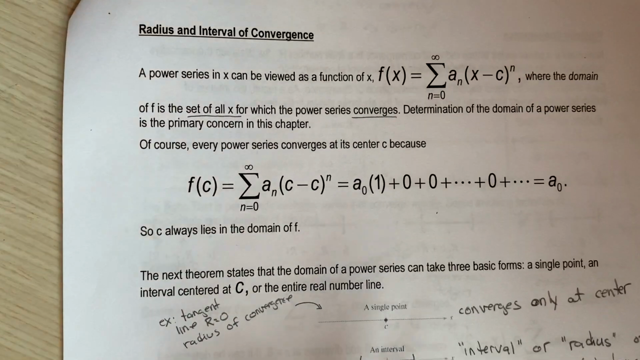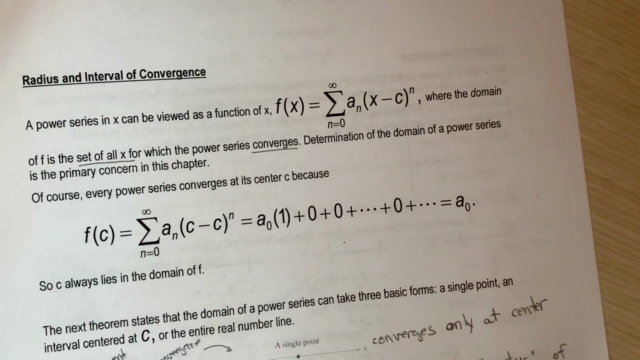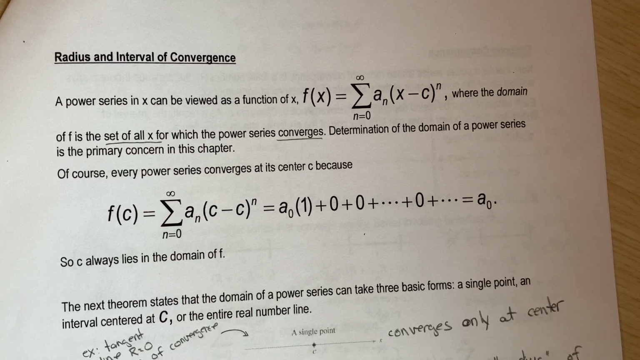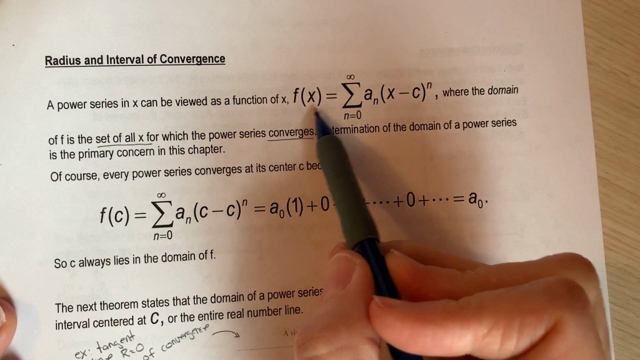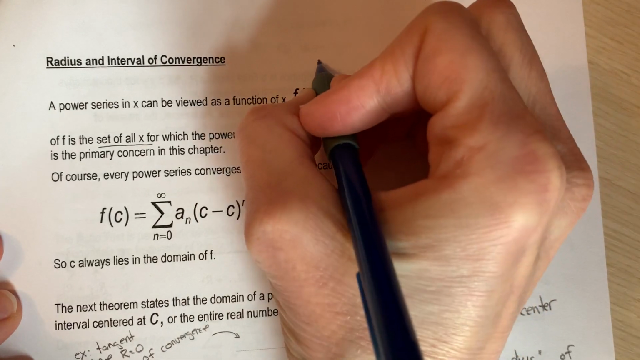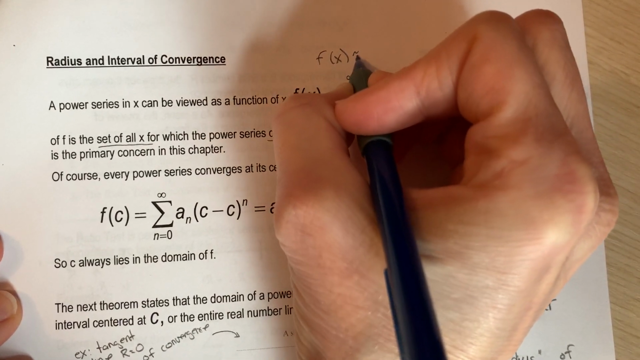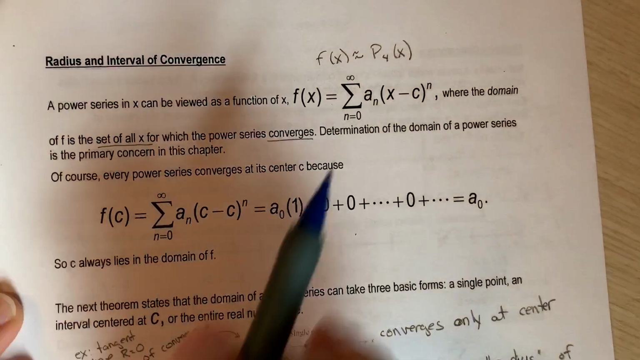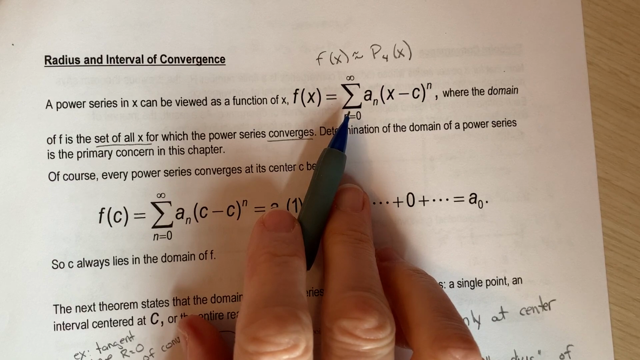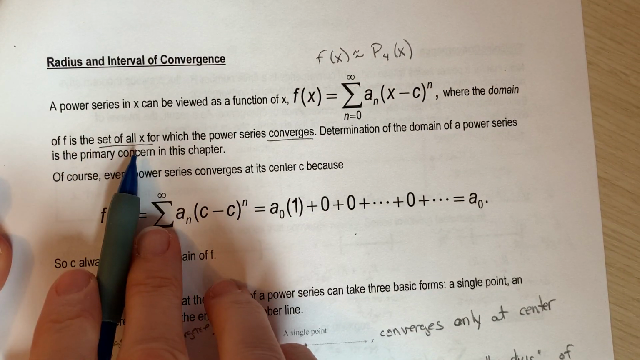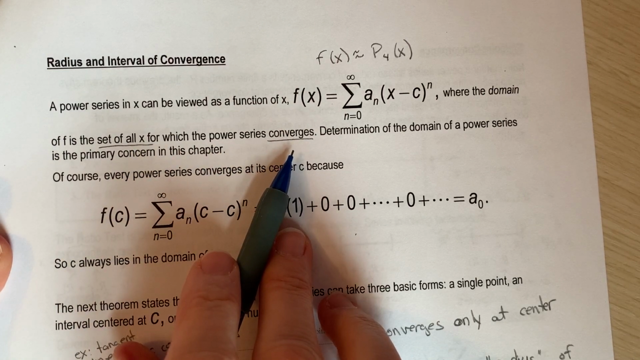Okay, now let's see what's coming next. So this is radius and interval of convergence. So it says a power series in x can be viewed as a function. So here we're actually saying the function is equal to the power series. Remember, we started out saying the function is approximately equal to some degree polynomial. Now we're saying the function is actually equal to the power series, where the domain is the set of all x's for which the power series converges.